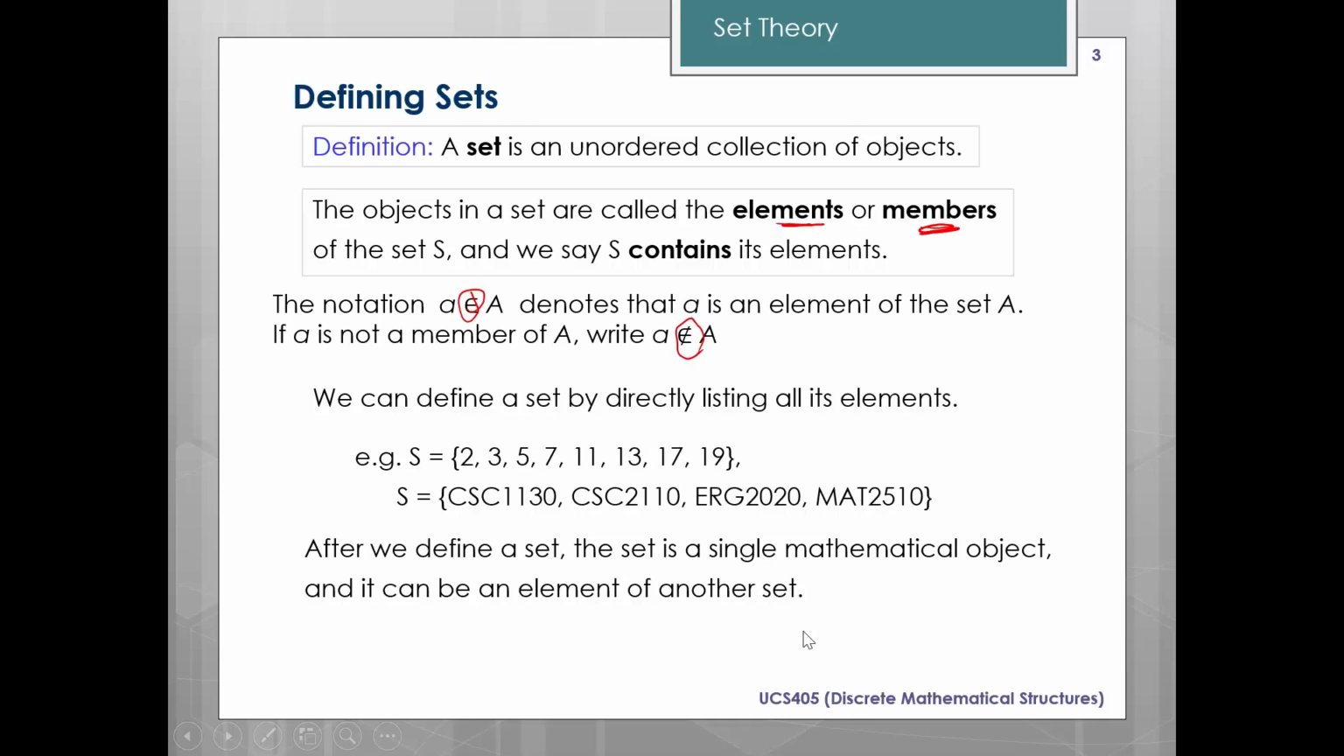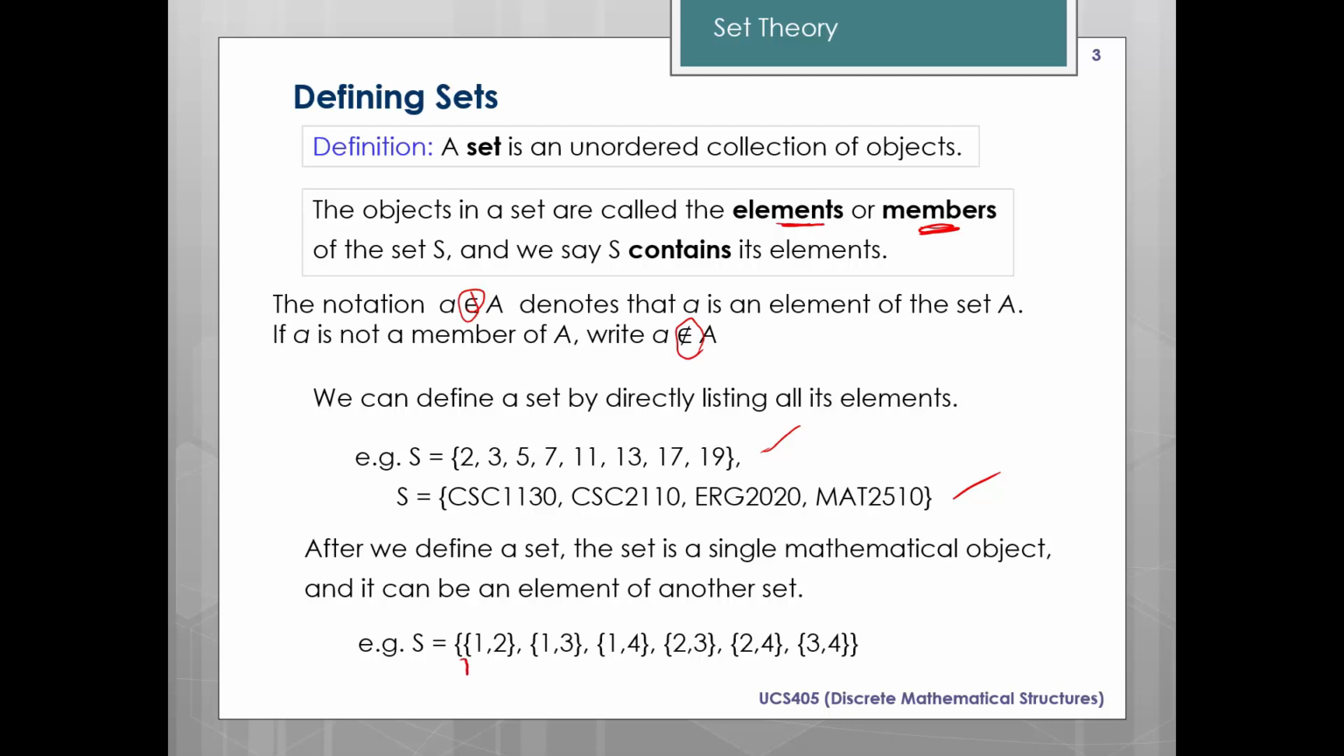Next, this is an example of a set which contains the elements 2, 3, 5, 7, 11, 13, 17, 19. Again, this is also a set. It contains the codes of your subjects, for example UCS 405, UCS 520, UCS 303. It is also a set. Now, a set is a single mathematical object and it can be the element of another set. So how can it be the element of another set? See, this is one element.